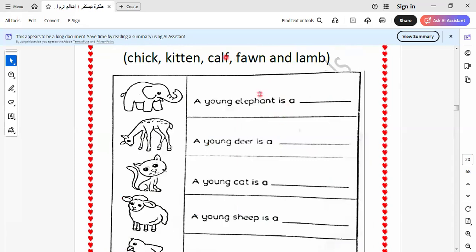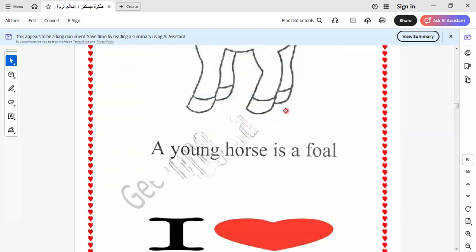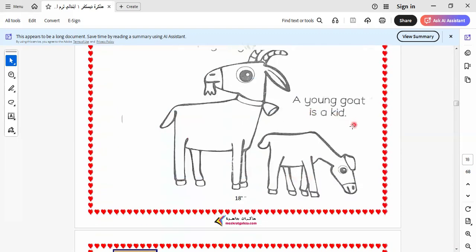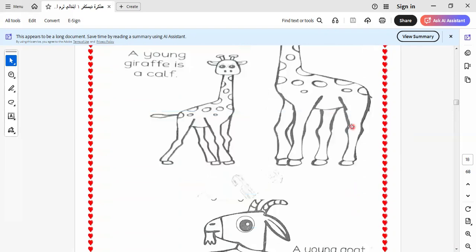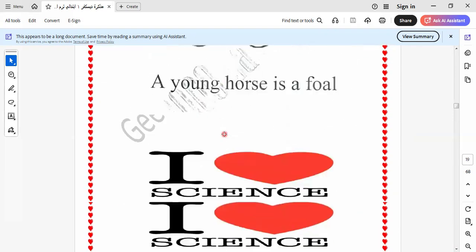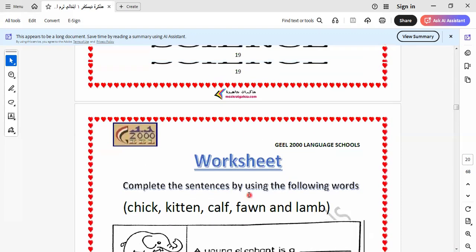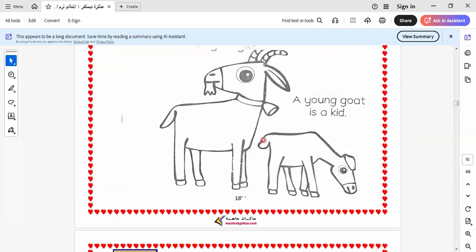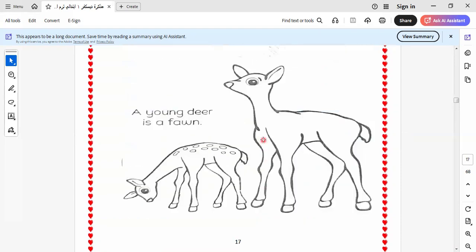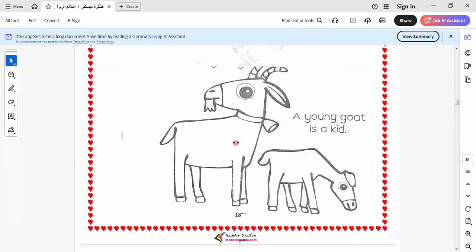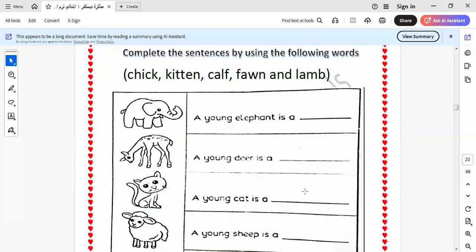A young goat, we know, it will be kid. So here I put a kid. A young giraffe is called a calf. A young deer is called what? Fawn. So a young deer is called fawn. So I put here fawn.